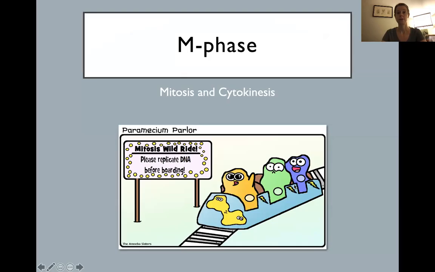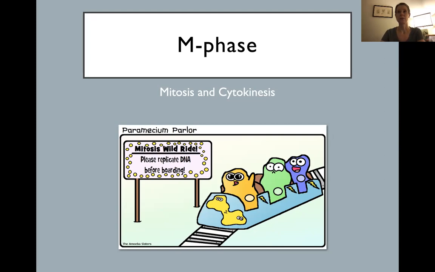Okay, into mitosis. This is where we're going to spend most of the rest of this lecture. Mitosis and cytokinesis, those two processes together make up the M phase. I usually just refer to mitosis in general. Cytokinesis is the actual splitting of the cell. Mitosis is everything else that kind of has to happen before that.